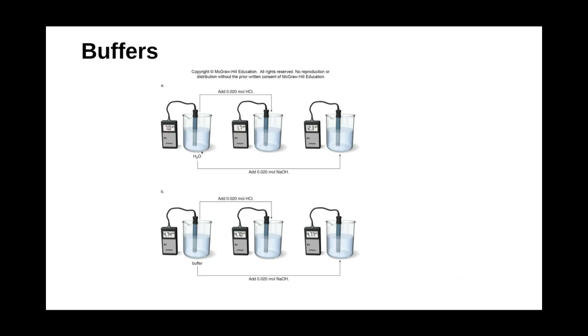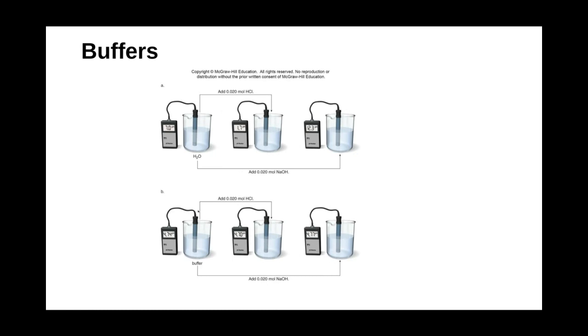Now, when we add sodium hydroxide to the water, it changes the pH pretty dramatically. When we add hydrochloric acid to the water, it changes the pH pretty dramatically. So 7 to 1.7, 7 to 12.3. Because again, here we're adding a base, and in this case, we're adding an acid.